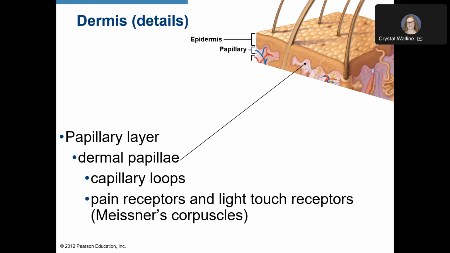Let's learn about some of the specialized structures that we find in the dermis. The dermis has two different layers. There's this upper layer called the papillary layer, and it's named that because of the presence of these invaginations called dermal papilla. A papilla is a bump, just like you've got papilla on your tongue.